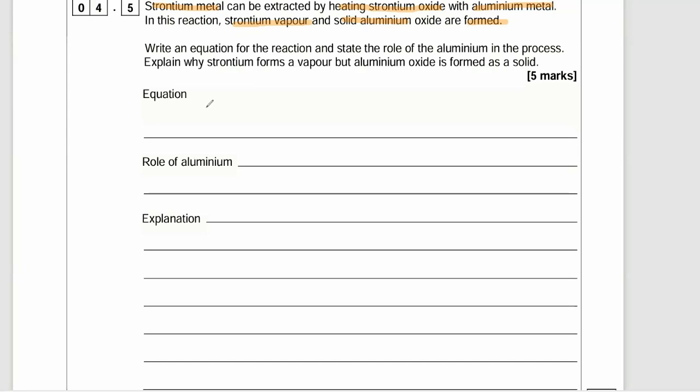I like to use a highlighter to highlight key points of the question here. Anyway, enough waffle. Let's get on and balance this equation. So we've got strontium oxide, which is a solid, plus aluminium, that's a metal, solid.